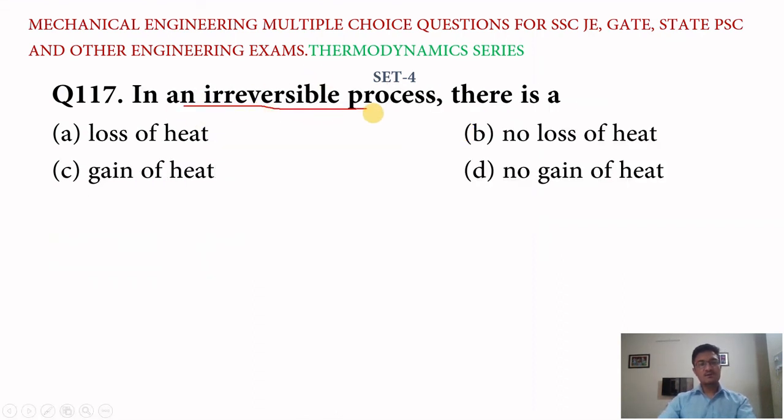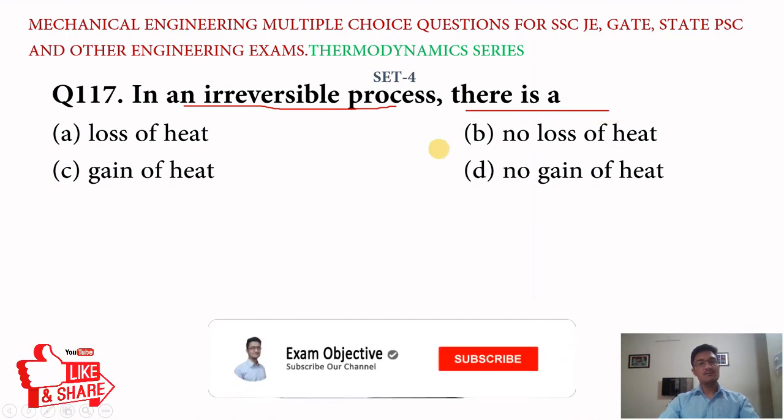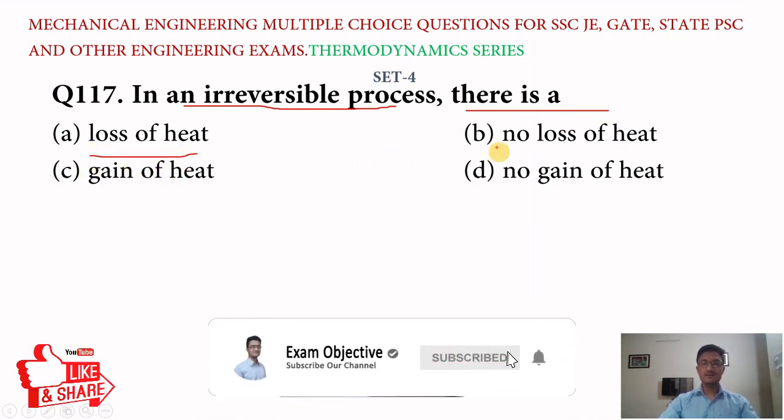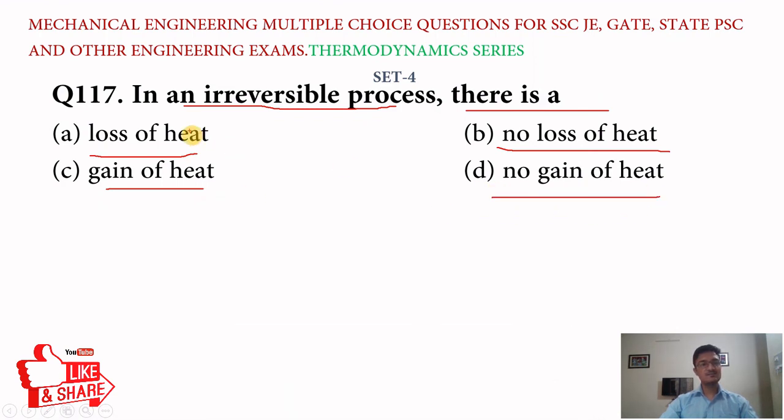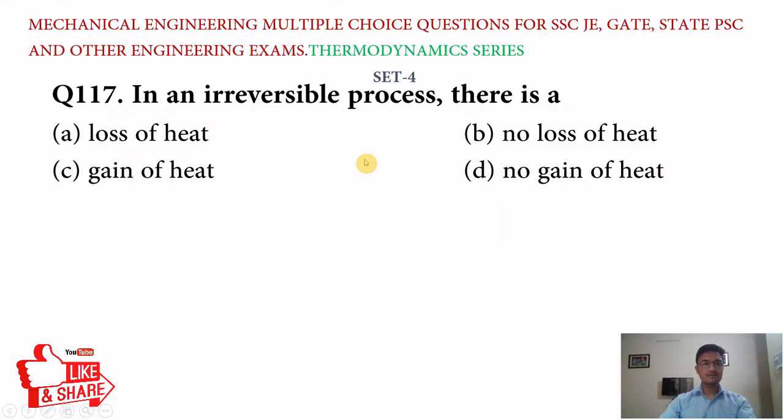In an irreversible process, there is, also a common question: loss of heat, no loss of heat, gain of heat, and no gain of heat. This is loss of heat. In an irreversible process, there is always a loss of heat.